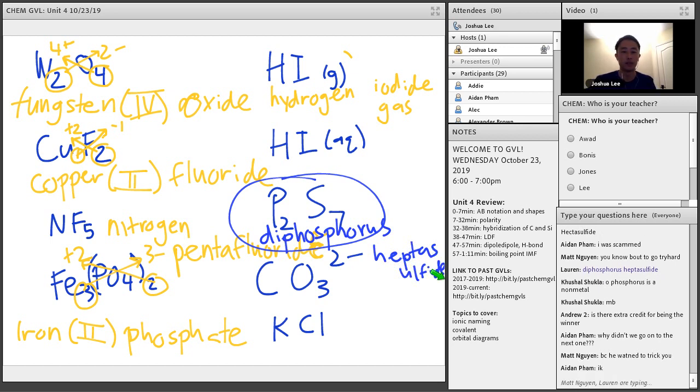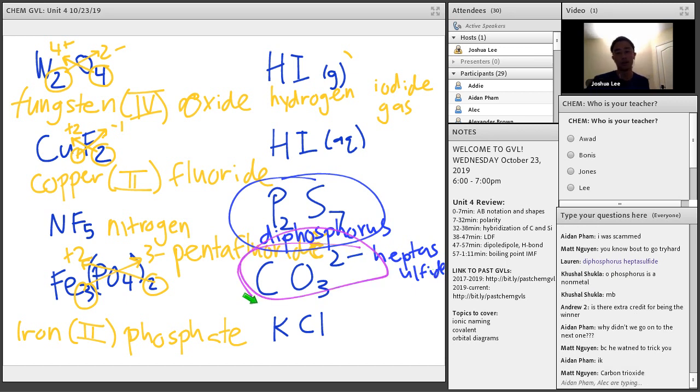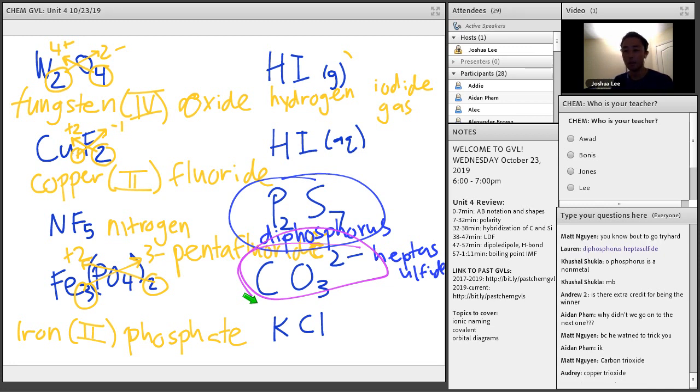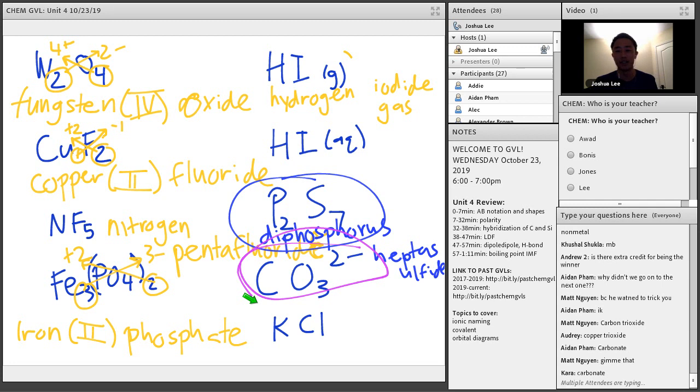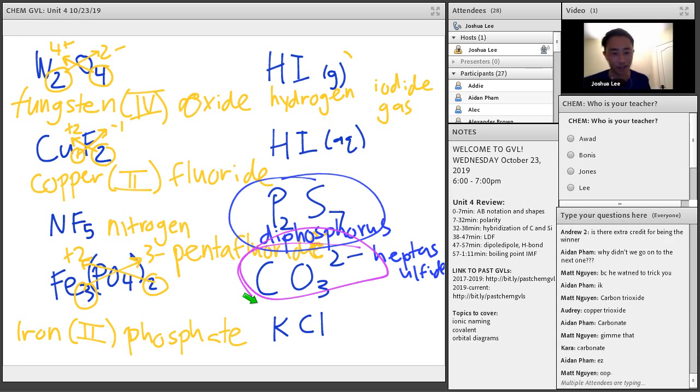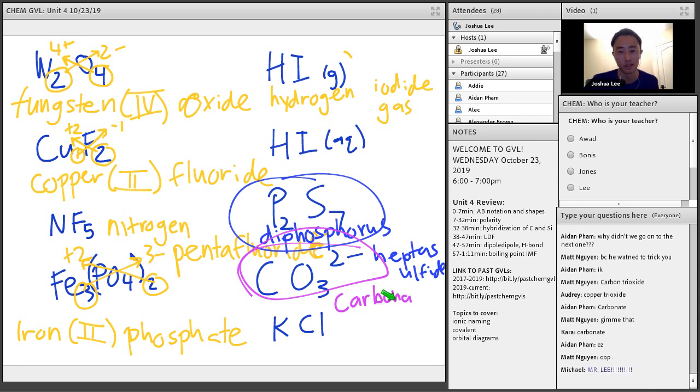Remember, never trust your teachers. What is this one? Quick, go. Nope, nope. Correct, Aiden fam. It is just carbonate ion. Ding, ding, ding. That was also a trick because this is a polyatomic that you should have memorized.